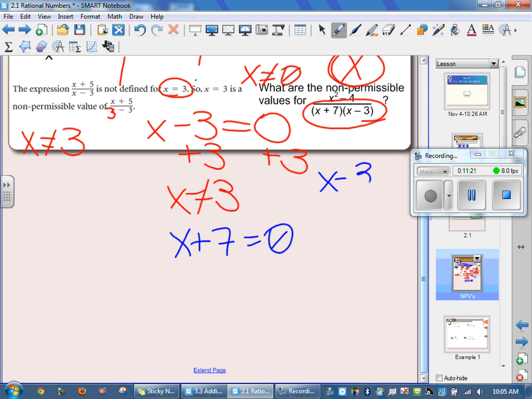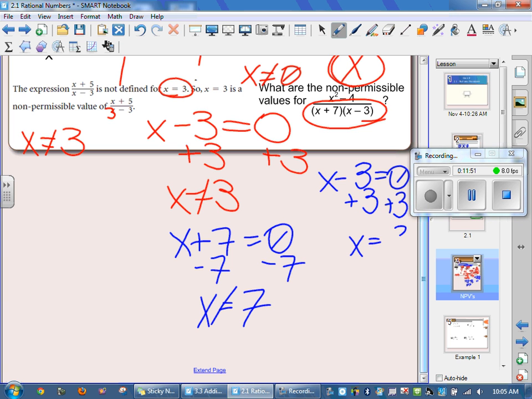Now there's a quick trick to this. I could do the long way, which is just subtract the 7 from both sides. So x equals -7 would make my bottom 0. That means x cannot be -7, or it makes the bottom 0. So that's one non-permissible value. Over here, add 3 to both sides. x equals 3 would make my bottom 0, which means I can't have a 3 on the bottom, or it makes the bottom 0. So I have two non-permissible values in this equation.